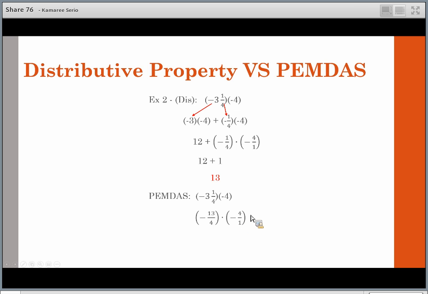Then multiply straight across the top, straight across the bottom. So 13 times 4 is 52. 4 times 1 is 4. And this is positive because I have a negative times a negative, which gives me my positive number here. Now this, when you divide it, 52 divided by 4 is 13. So again, we get the same answer.